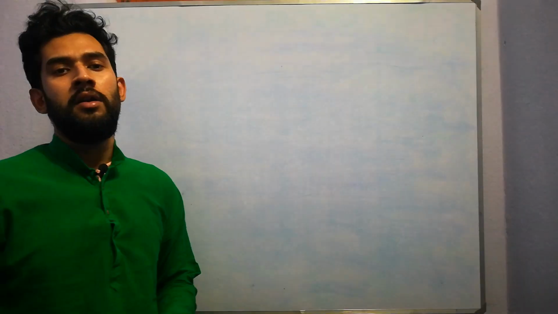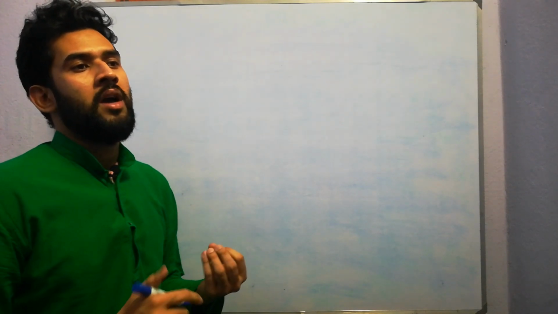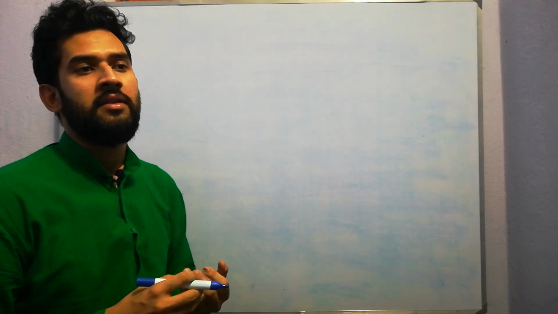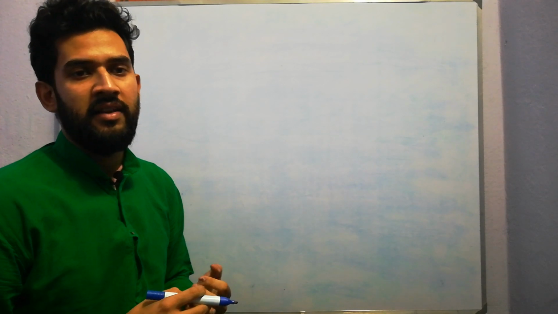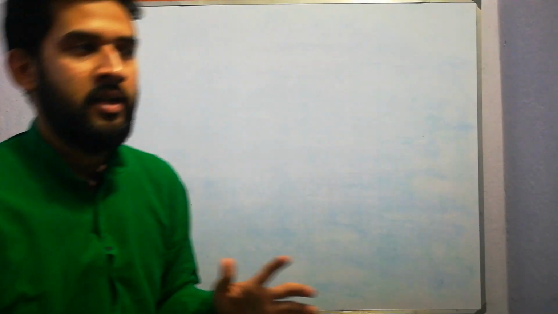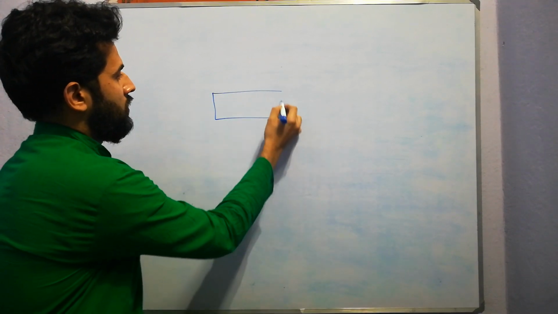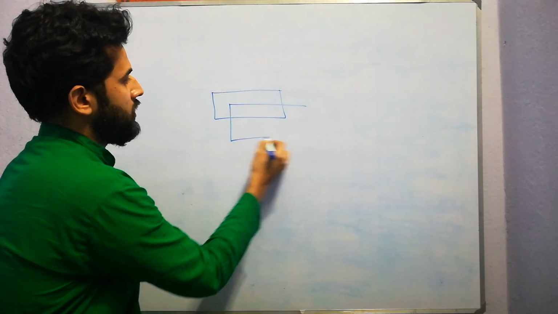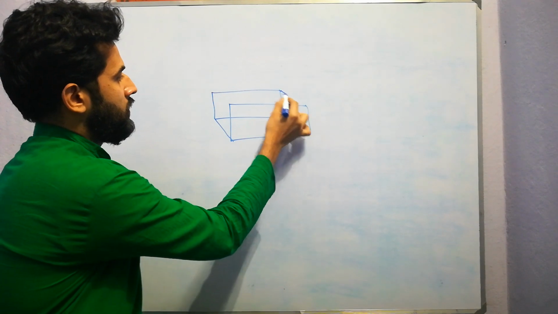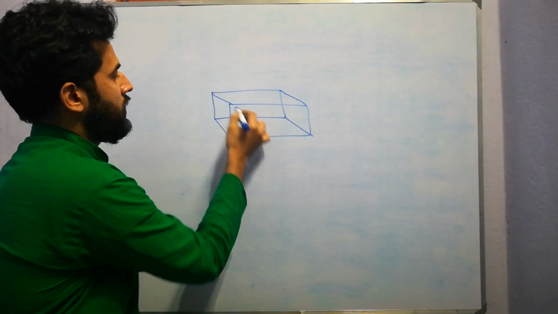Today we'll try to learn how many vertices, surfaces and edges there are in a particular 3D object. Suppose this is an object. Everybody knows what type of object it is. It is a cuboid.